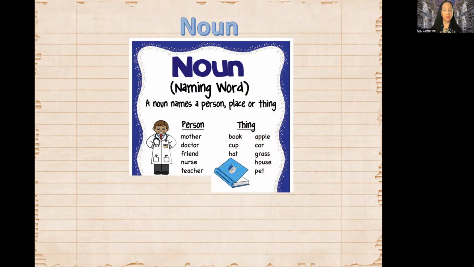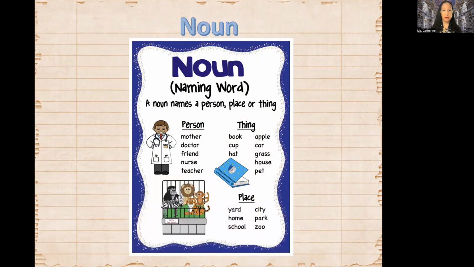So what is the thing in the picture? Well, the thing in the picture would be what? That's right, a book. So another thing would be a cup, a hat, apple, car, grass, house, and pet. Do you have any pets? Cats, dogs, canaries, snakes? Uh-oh.